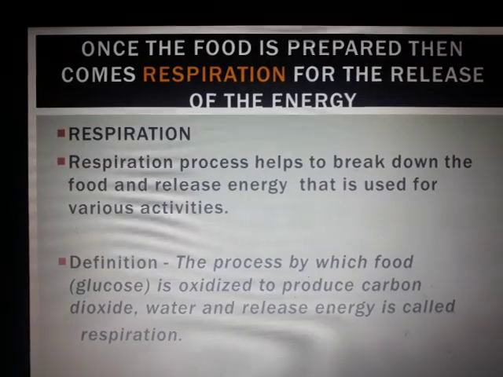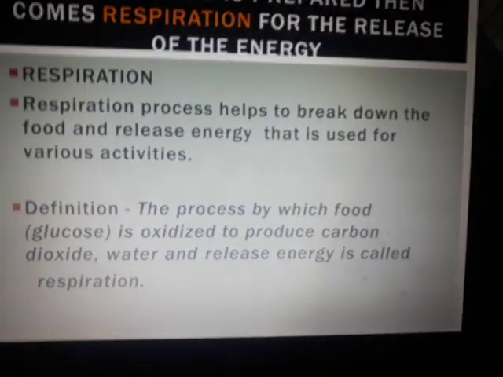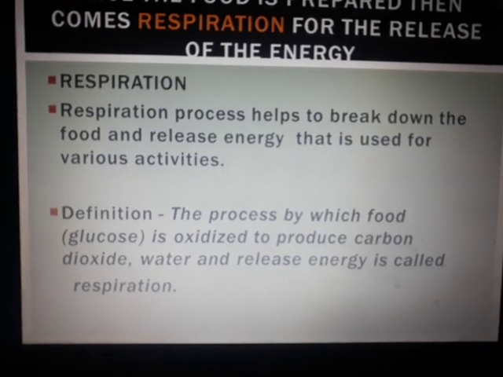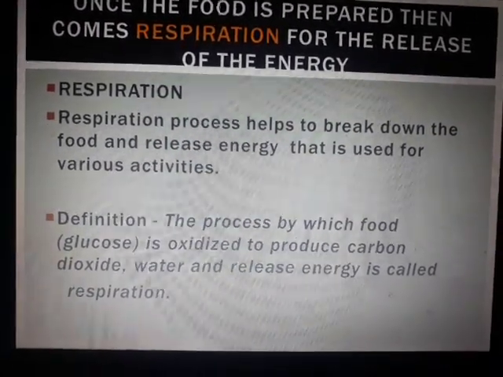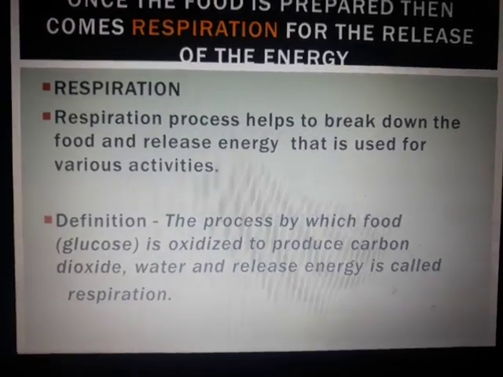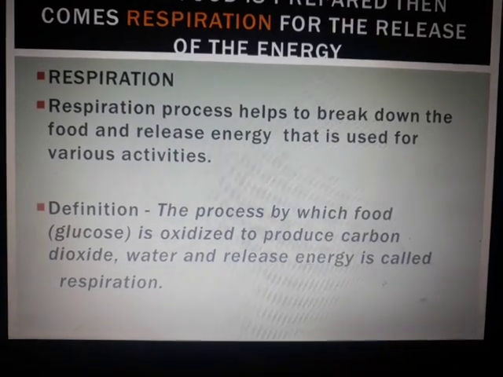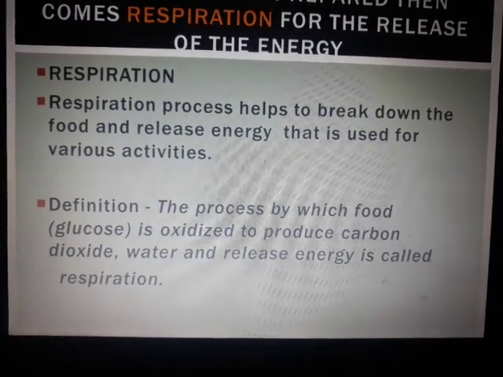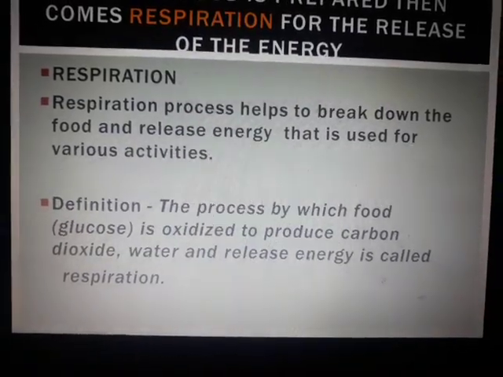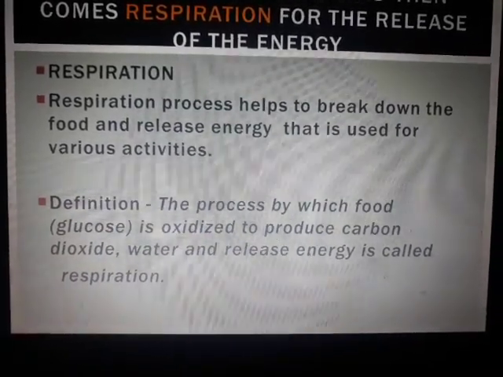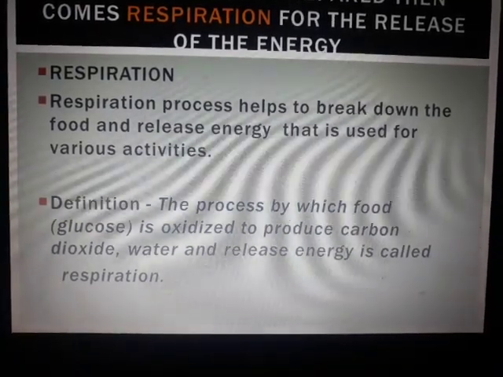So once the food is prepared, then comes respiration for the release of energy. We have seen what autotrophic and heterotrophic plants are. Once the food is prepared, it needs further processing. So what is the further process? Respiration. The respiration process helps to break down the food and release energy that is used for various activities. Obviously, when we have food, we feel energetic, right? Because that energy comes from the breaking down of the food with the help of oxygen.